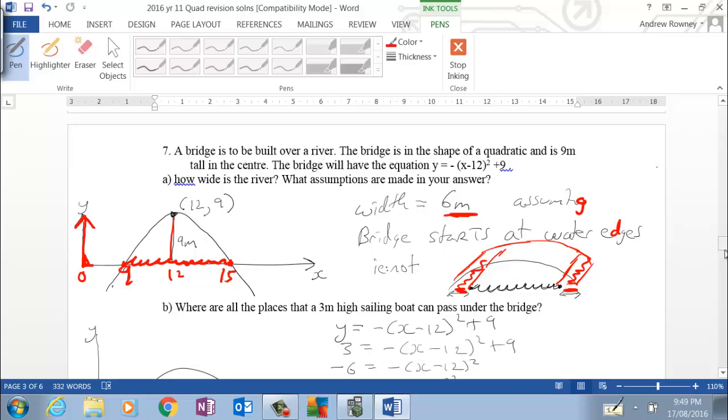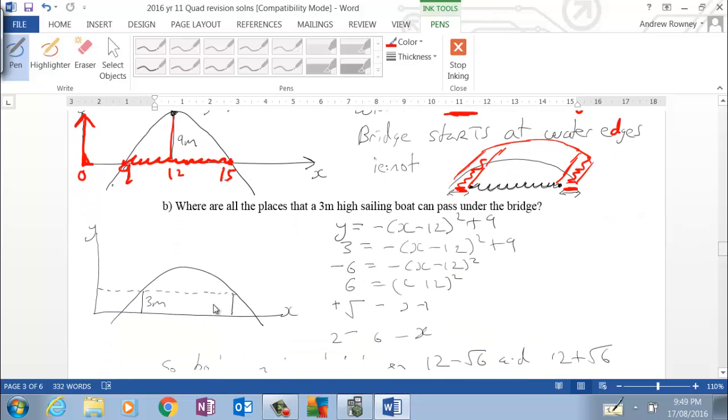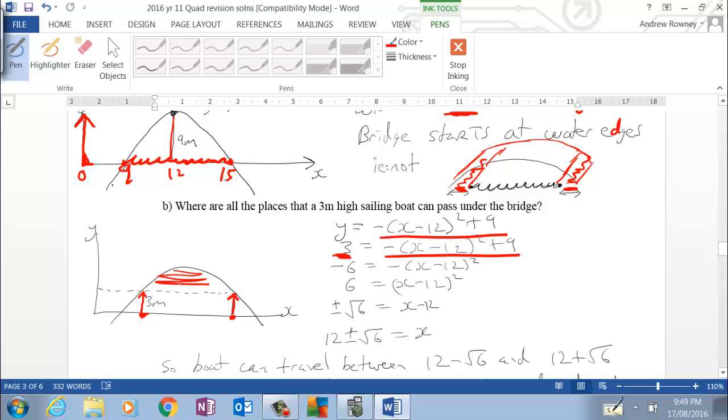So that's the assumption. Part B, where are all the places that a 3 metre high sailing boat can pass? So 3 metres means you can fit the height, because y is the height, you can fit 3 metres underneath that bridge there. So what we're trying to say is, well, there's the quadratic equation. When does that equal 3? So 3 equals that quadratic equation. I'm going to solve for the two places when you get 3, and then the boat can actually go in this region here, that region there, but it can't go outside that region, otherwise the height's too short.